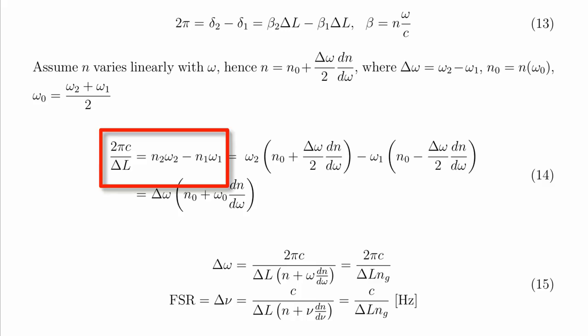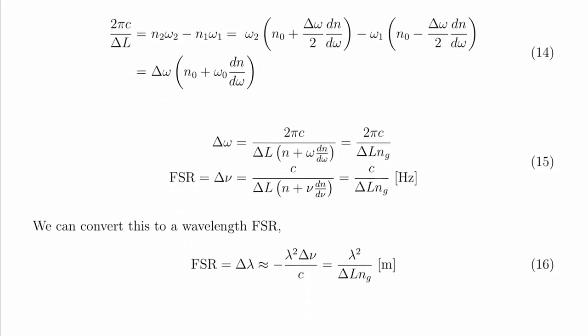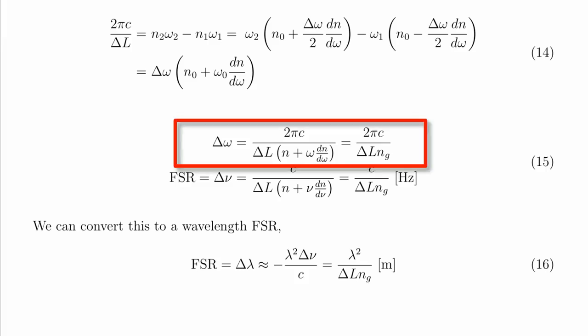We can write that 2 pi times c divided by delta L equals n2 omega 2 minus n1 omega 1. Then we perform a substitution of our linearization of n. Finally, we isolate delta omega. Note that we define ng as n plus omega dn d omega. Again, you would get this result if you considered pulse propagation and the group velocity.